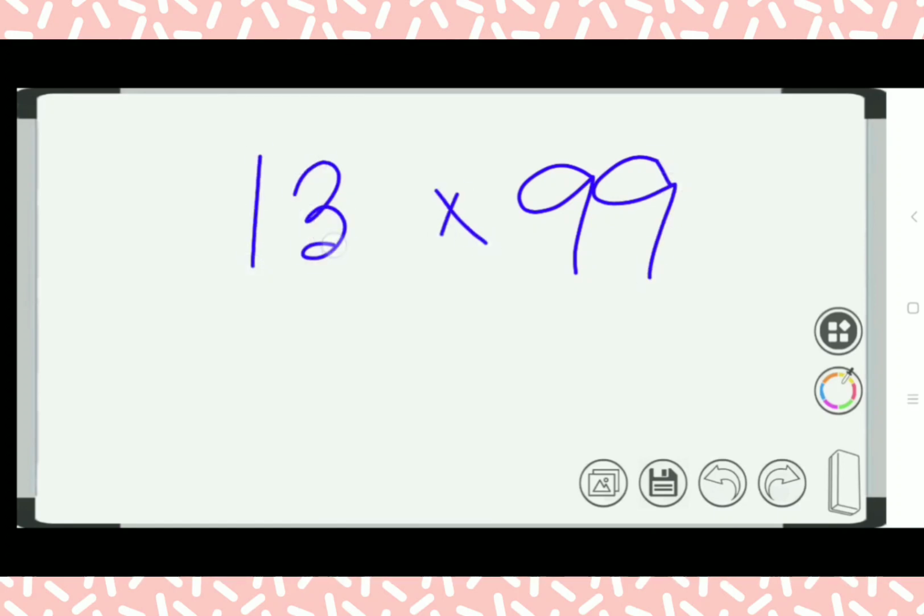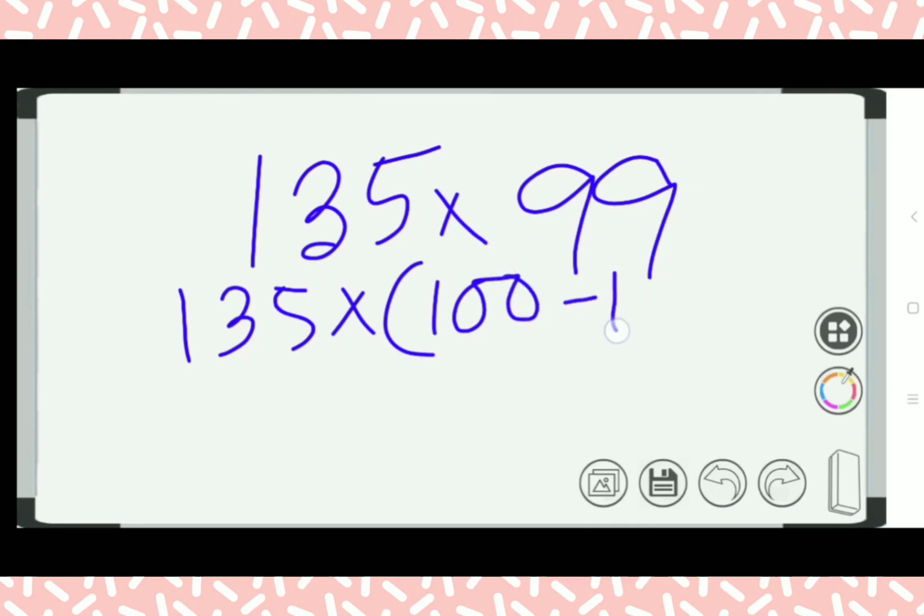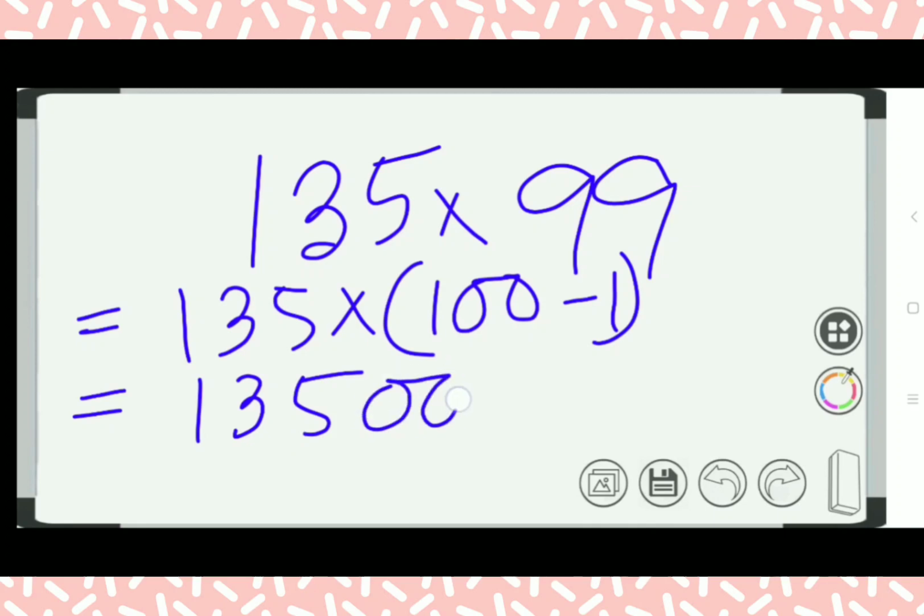Let's take another example, 135 into 99. How to do this? First we will write 135 into 99 as 135 into 100 minus 1. Exactly in the similar way, what shall we write? 135 into 100. As I said, if we multiply any number by 10, we will put 1 zero after that number. For multiplying it by 100, we will put 2 zeros after that number. For multiplying any number by 1000, we will put 3 zeros after that number. For multiplying any number by 10,000, we will put 4 zeros after that number. Just in this way we will do.